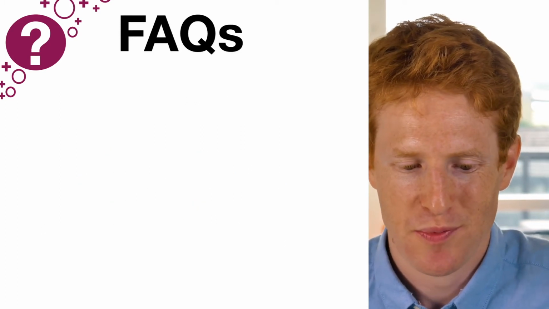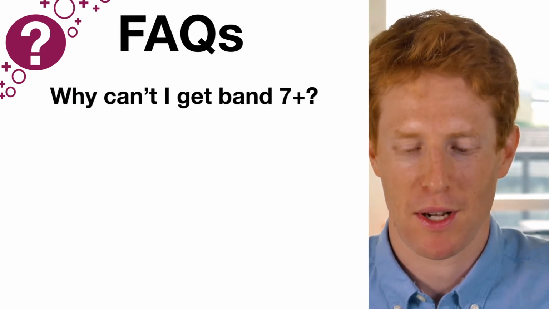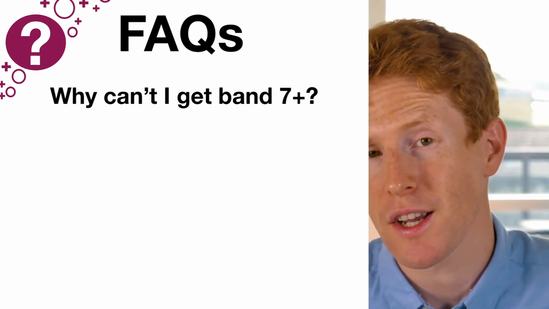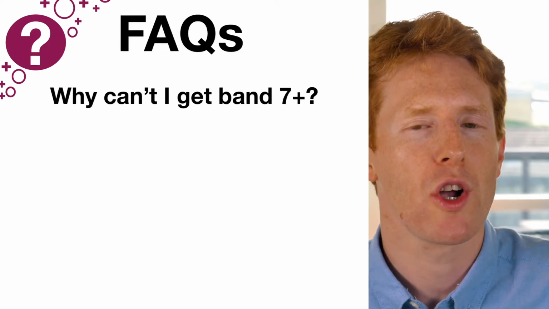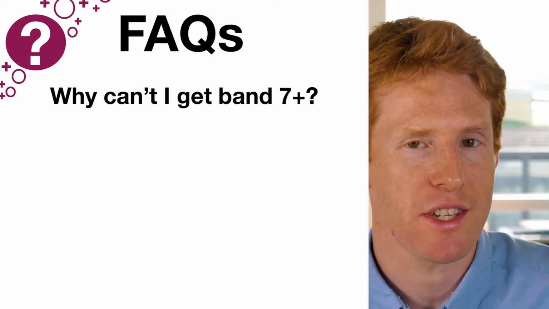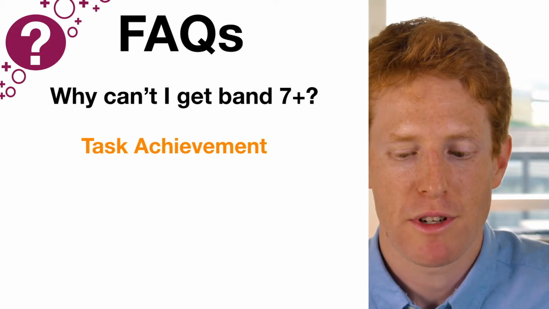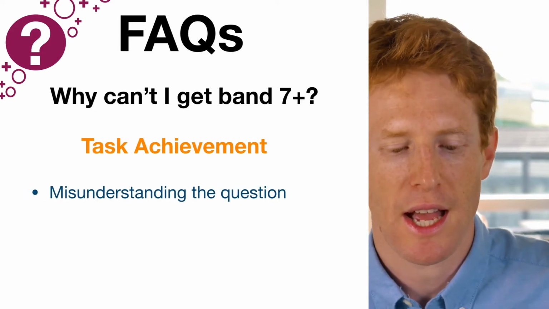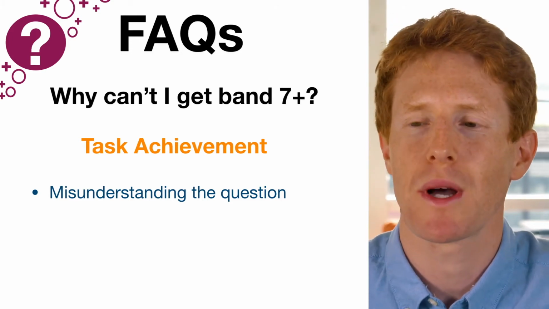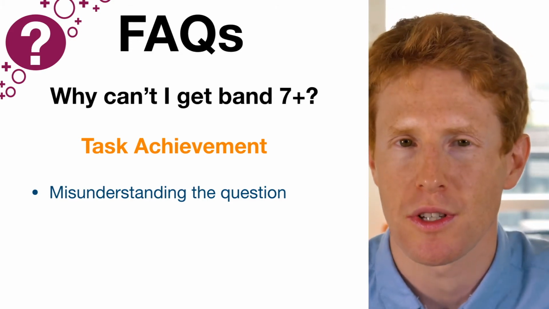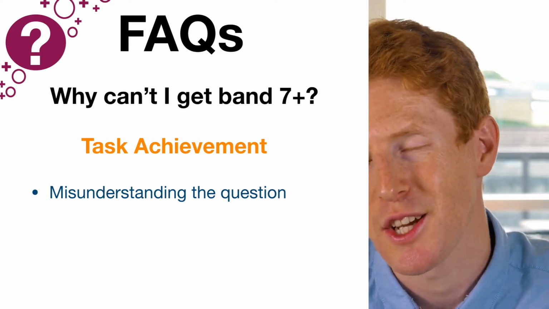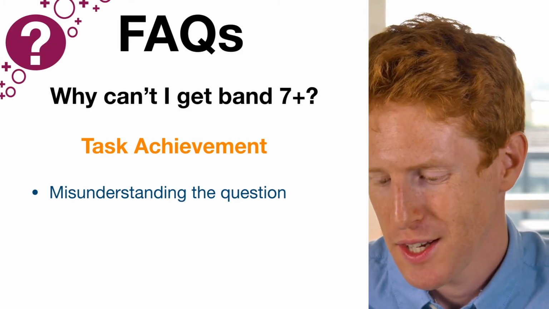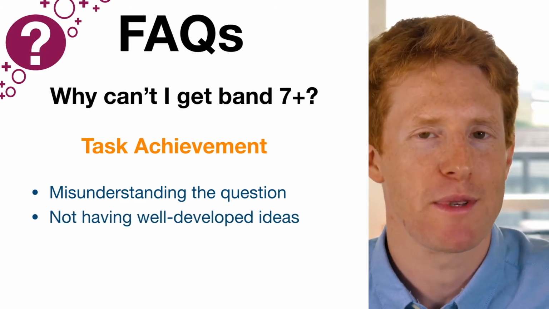Okay, the next question. Why can't I get band 7+? Okay, let's look at the different marking criteria, and work out what commonly stops students from getting band 7 or above. Well, for task achievement, students often make the mistake of misunderstanding the question. For example, if the question asks about young children and you write about teenagers, you're misunderstanding the question and you will lose marks. You might not have well-developed ideas.